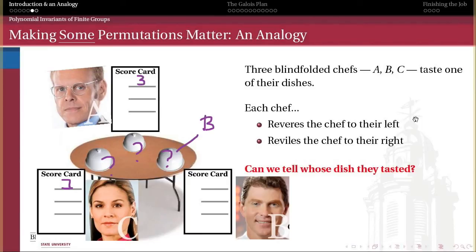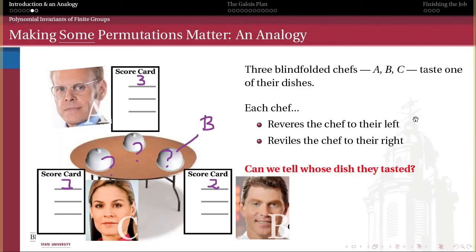And then Flay himself, being as modest as ever, is going to rate his dish a 2. So if we just do this, and then we look at all the scorecards, we would know exactly whose dish is on that table. Because Bobby is sitting in the 2 spot, and he gave it a 2, then we know it's his dish underneath there. So in general, yes, we can tell whose dish is there.